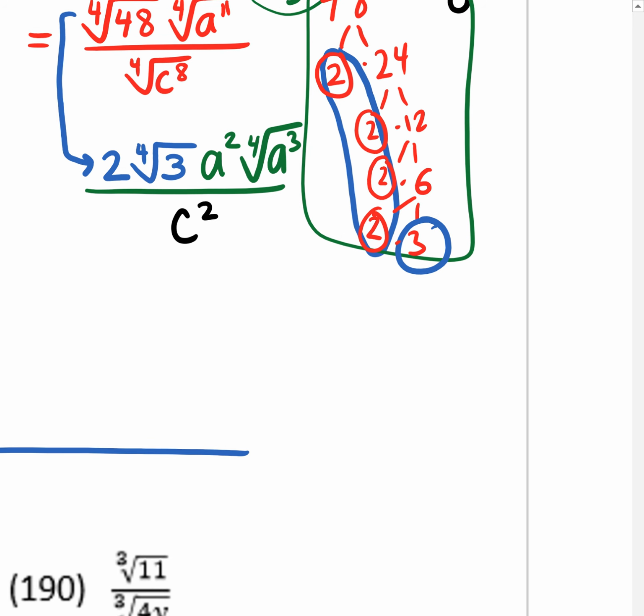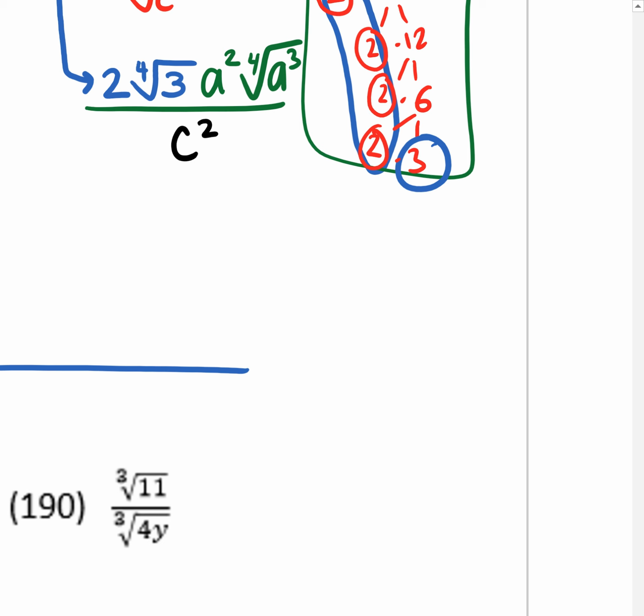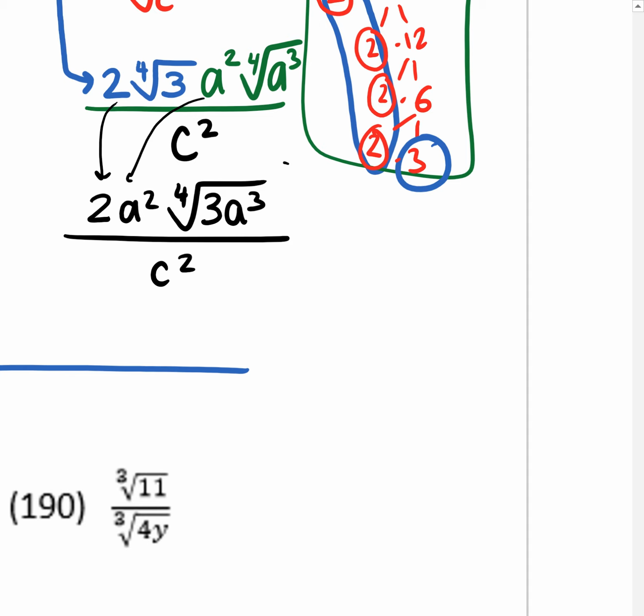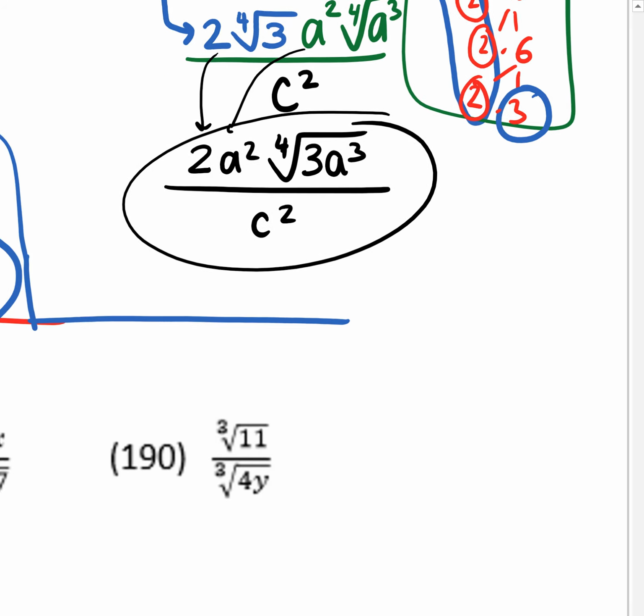And that looks good. I think the only thing left to do maybe is gather the things that were outside the root, like the 2 and the a squared. And then anything that was stuck inside the root, you might as well put together, 3 and a cubed. That's really all there is to do. I think that looks good.